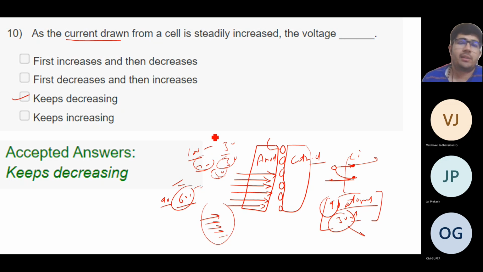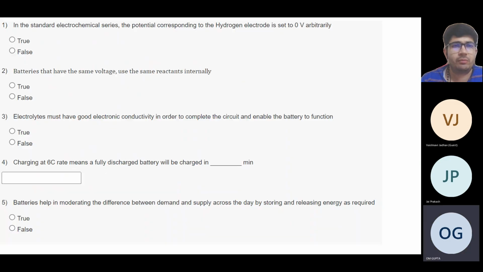So the mass transportation loss is very high, and the voltage will keep decreasing: first due to activation loss, then ohmic loss, and then mass transportation loss. Okay, is it clear? Okay, fine.